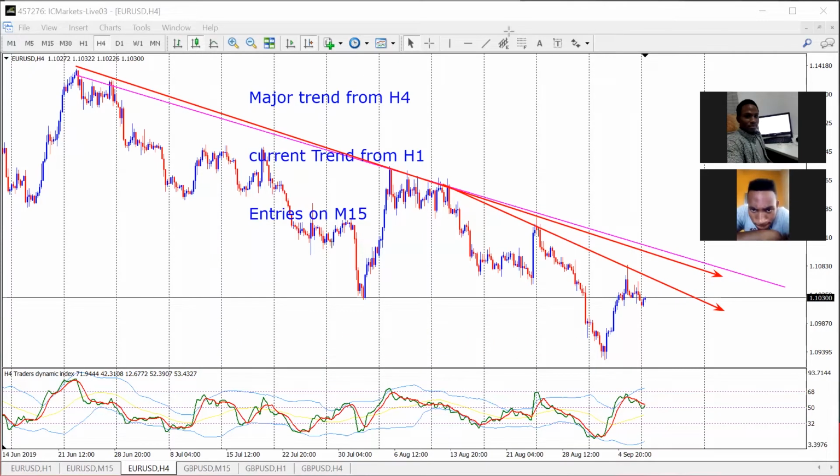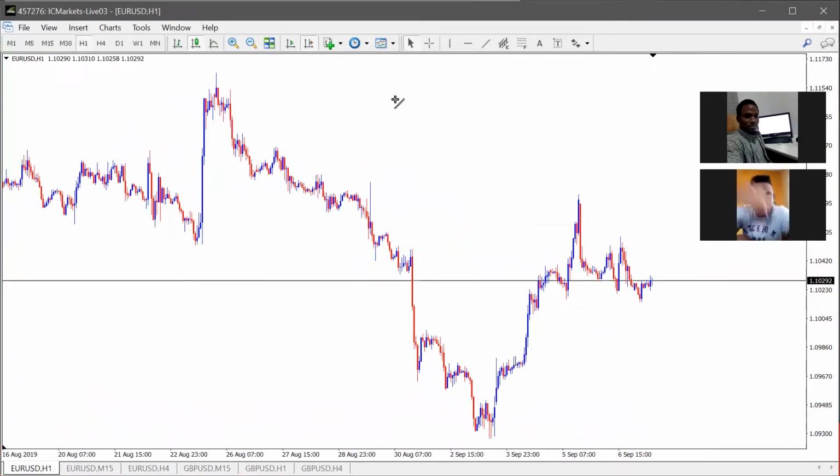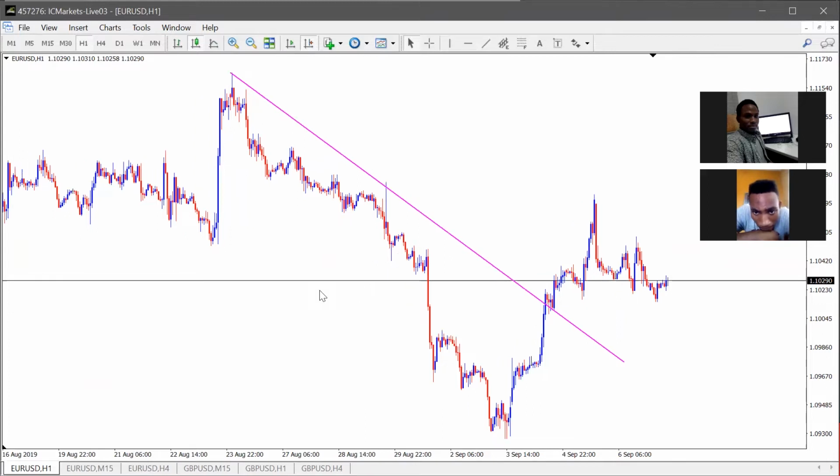With that said, we'll move ahead to the H1 to check the current trend, because there are times that H1 may be up while H4 is down. As you can see right now, we already have a breakout from the H1. This is a trend line, and we already have a breakout. I'm going to explain in a few minutes how to spot a good trend line. So this is already breaking out to the upside.